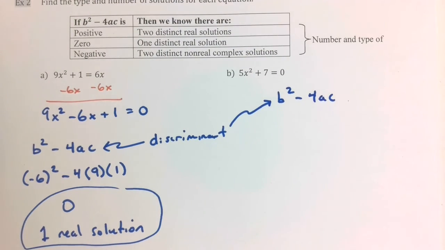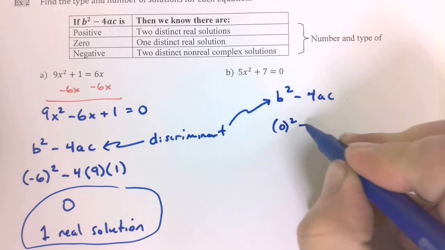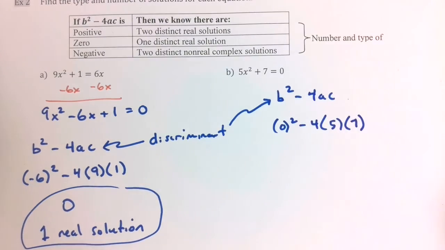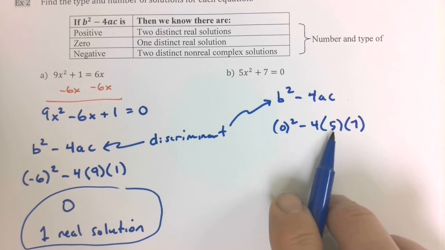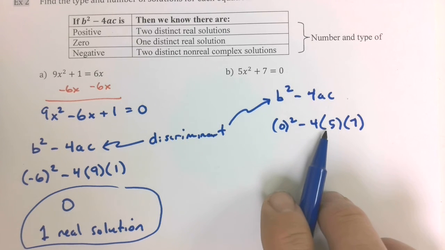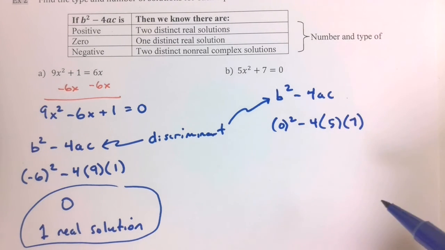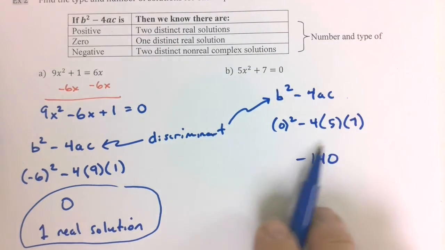That is b squared minus 4ac, and for this problem b is 0, so we would get 0 squared minus 4 times a times c. That would give us 0 squared minus 4 times 5 times 7. 4 times 5 is 20, 20 times 7 is 140, so 0 squared minus 140 is negative 140. That is a negative number.